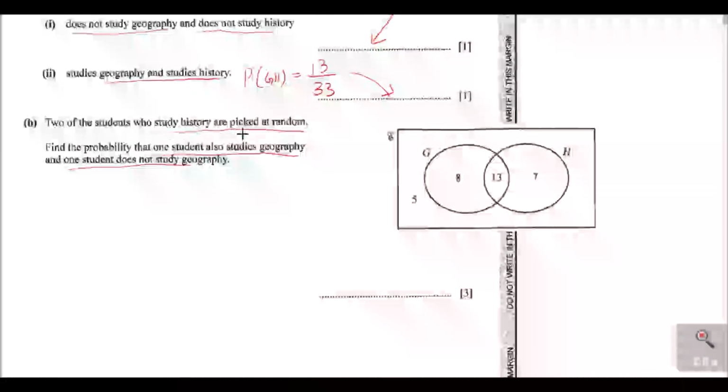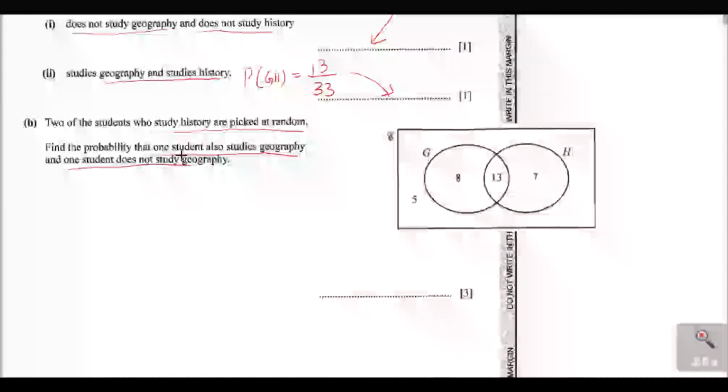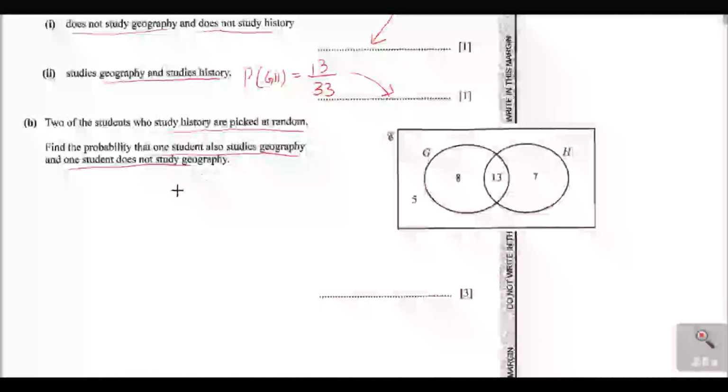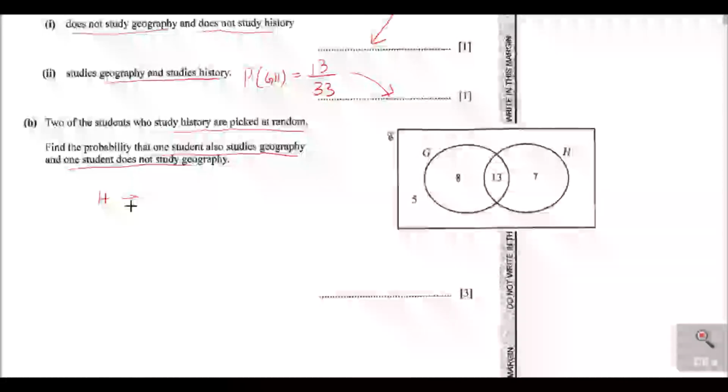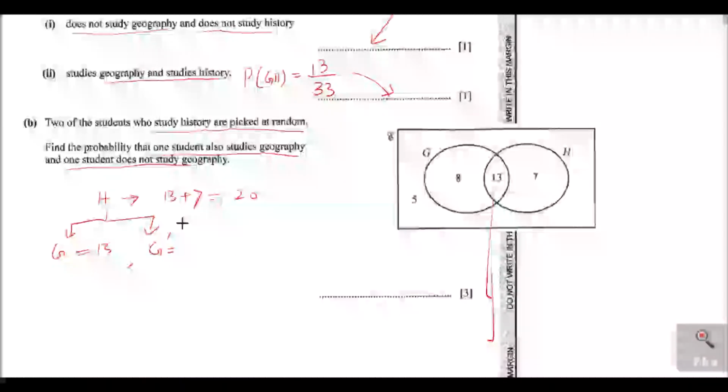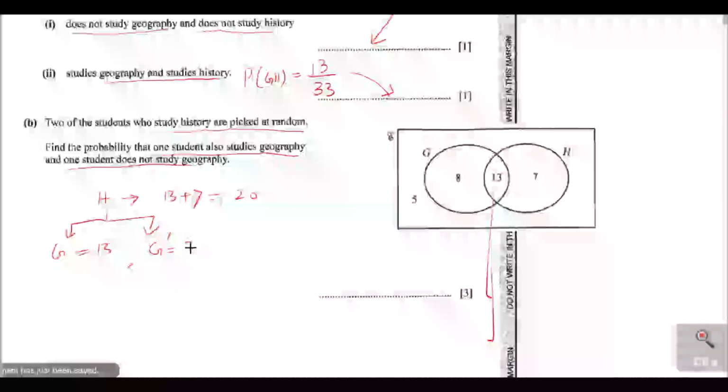Part B, two students who study history are picked at random. Find the probability one student studies geography, one student does not study geography. Look here. Here are the total students who study history: 13 plus 7, 20 students. The students who study geography only are 13 students. The number of students who study history but do not study geography is 7.